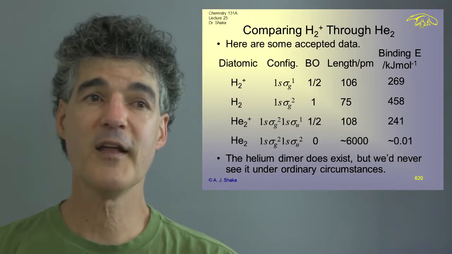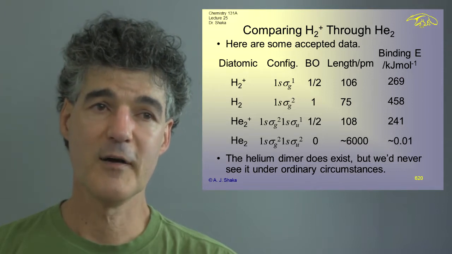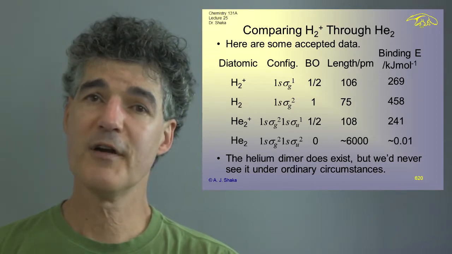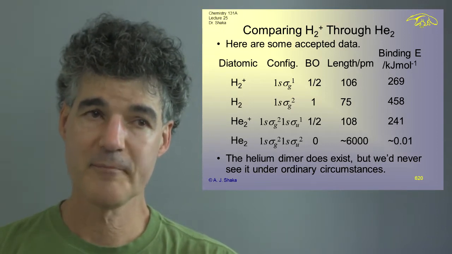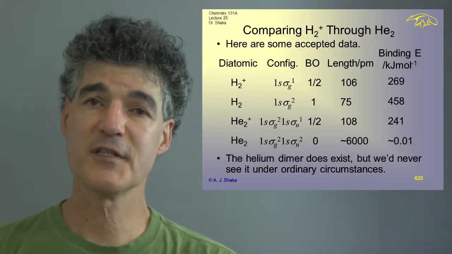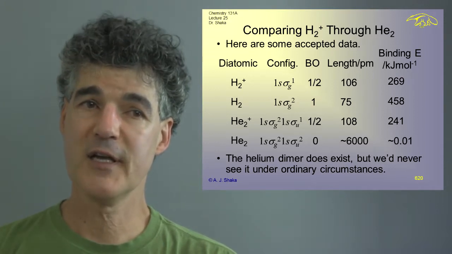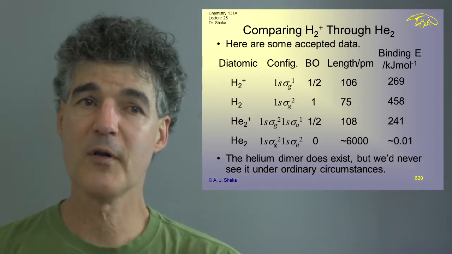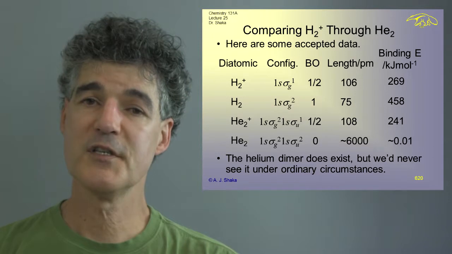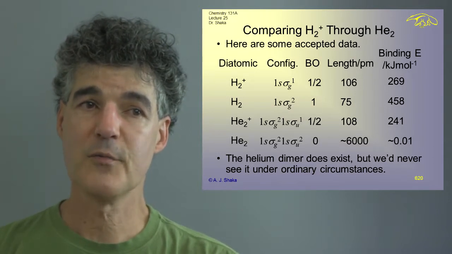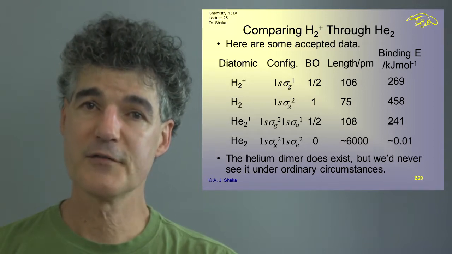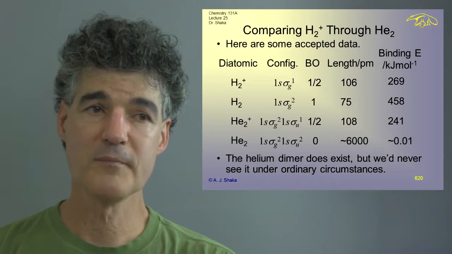But if we make quantitative measurements, here are some accepted data. For H2 plus, our configuration is 1s sigma g 1. The bond order is 1/2. What's measured is a bond length of 106 picometers, and the binding energy in chemist units of kilojoules per mole is 269. For H2, we have 1s sigma g squared, and the bond order is 1. The bond length is 75 picometers, and the binding energy is 458 kilojoules per mole.